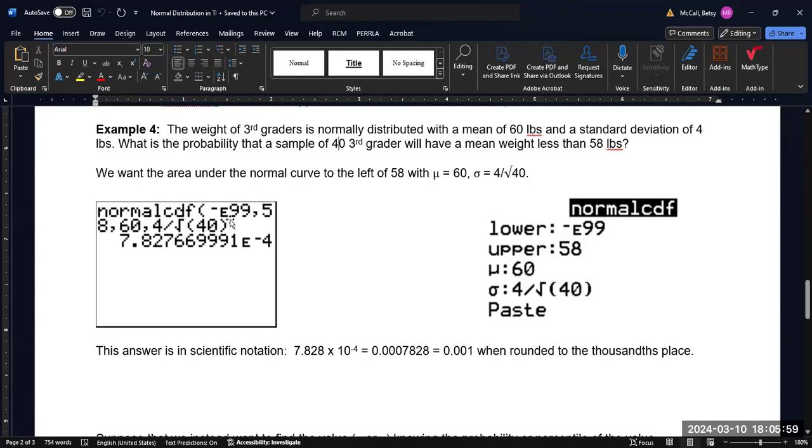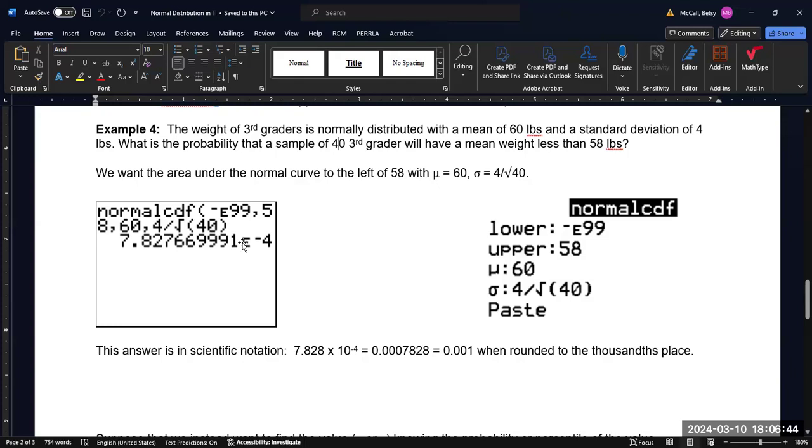So inside of our formula, we want less than 58. So the lower bound will be negative E99. The upper bound will be 58. The mean is still 60. But again, the thing that's important here that changes is that because we're dealing with a sample of 40, the standard deviation will be 4 divided by the square root of 40. And again, you don't have to calculate this as a decimal and then enter it in the decimal. You can just type in the expression like this. I think there probably should be one more closed parenthesis here, but the TI is a little bit more forgiving than some calculators on forgetting to close the parenthesis.